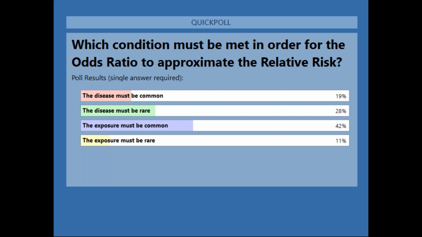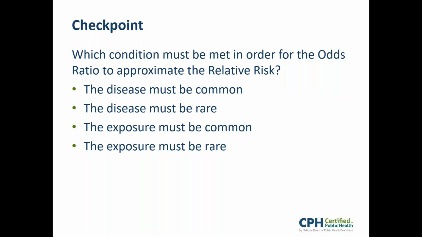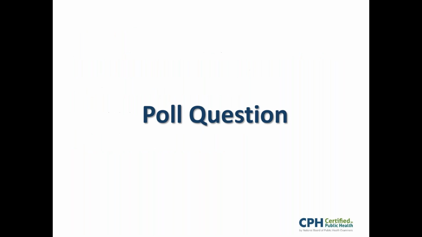Okay. So we have about 19% of people said the disease must be common, 28% the disease must be rare, 42% the exposure must be common, and 11% the exposure must be rare. So the correct answer to this is that the disease must be rare. And this is basically a mathematical question.